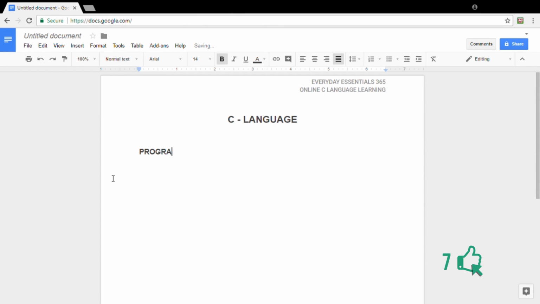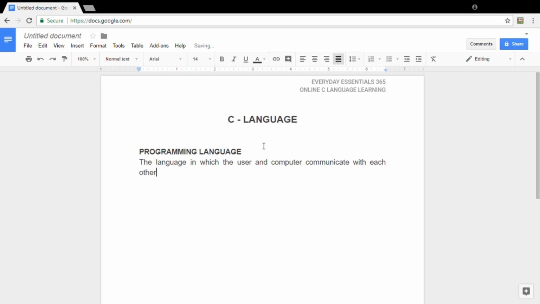From today, we'll be learning C language. So let's get started. So what is a programming language? The language in which the user and computer communicate with each other. You can also put it in other words: the language which acts as a communication tool between user and the computer.